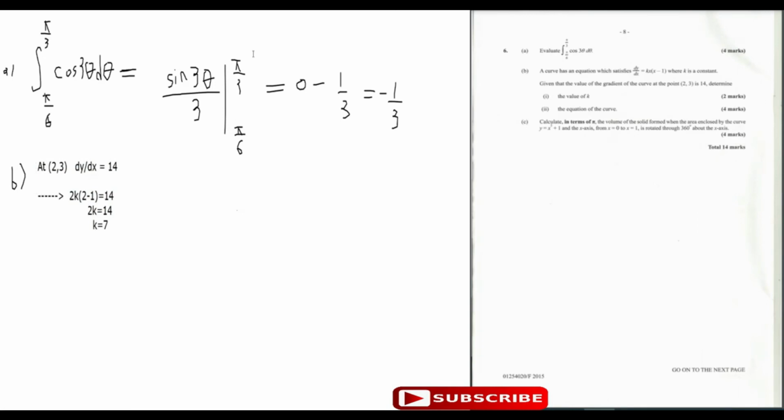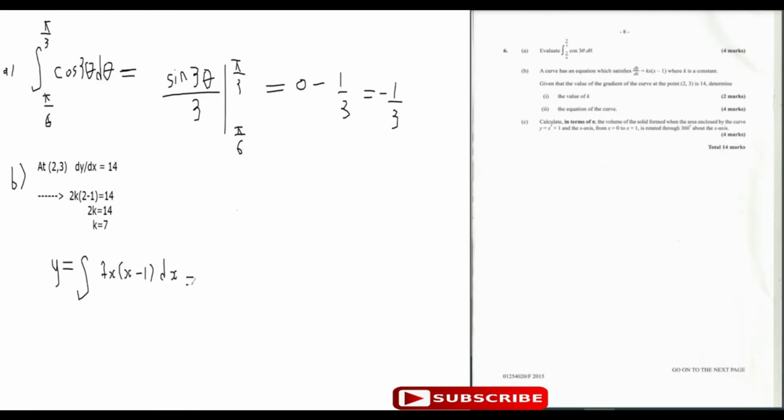Next it says find the equation of the curve. To find the equation of the curve, y is going to be equal to the integral of dy by dx. Since k is 7, y is equal to the integral of dy by dx, which is really 7x times x minus 1. So this is what we're integrating, 7x times x minus 1. That is what y will be.